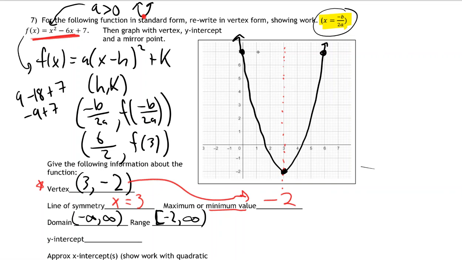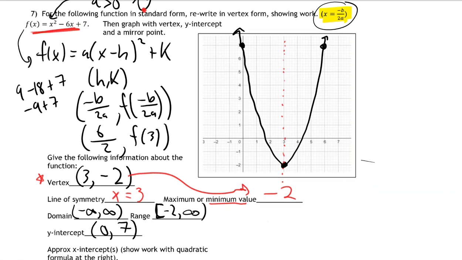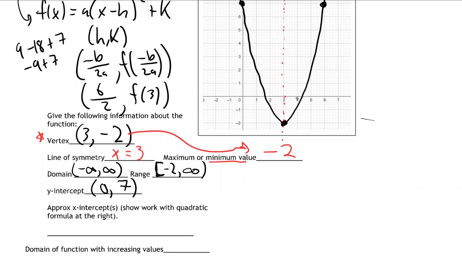The y-intercept I found earlier just because it helped us with something else, but y-intercepts always have an x value of 0. Plug in 0 into your function, 0 minus 0 plus 7. That's how I knew that that was 7. They ask us to approximate the x-intercepts, so I don't know, about 1.5 and 4.5.